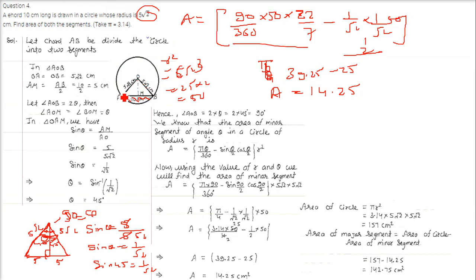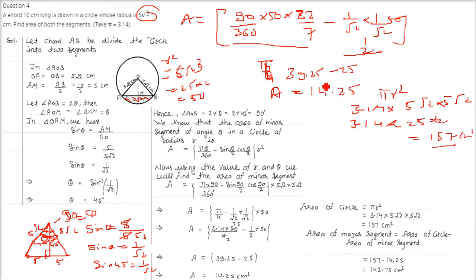So in order to find out the area of the major segment, you have to do what? You have to take the area of this whole circle and subtract this minor segment. So what is the area of the whole circle, which is pi r square? So it will be 3.14 into r is 5 root 2. So 5 root 2 into 5 root 2. So 3.14 into this 5 is a 25 and then root 2 into root 2 is 2. So you get 157 centimeter square.